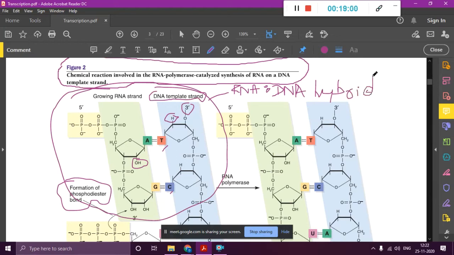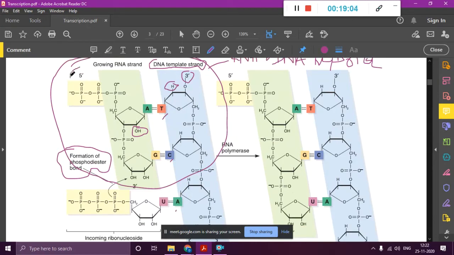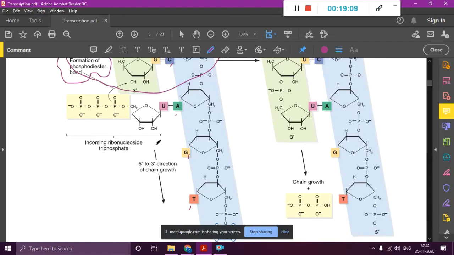Also notice that in this chemical reaction, the direction of the growing strand is in the 5' to 3' direction. So 5' to 3' direction of growth. So opposite to G over here you will find C coming. Opposite to T you will find A coming.